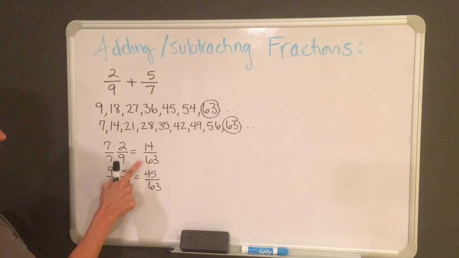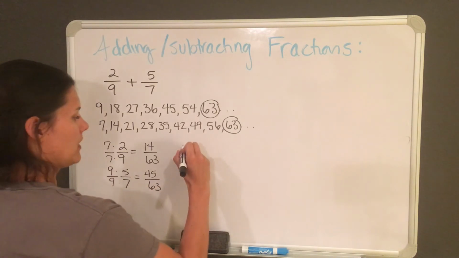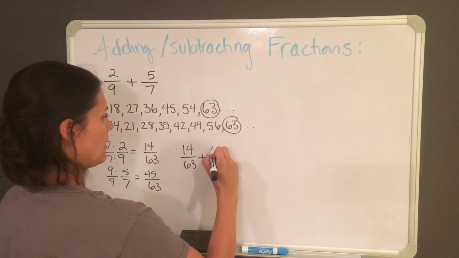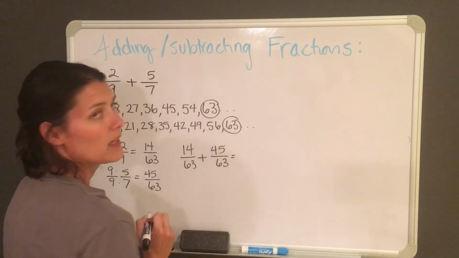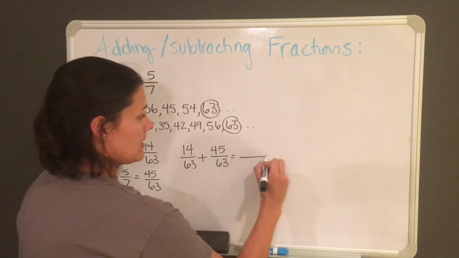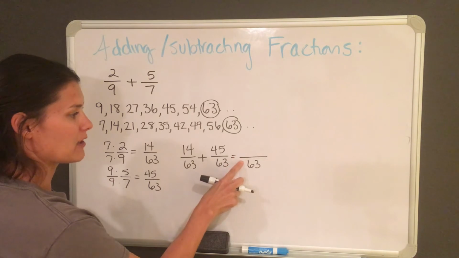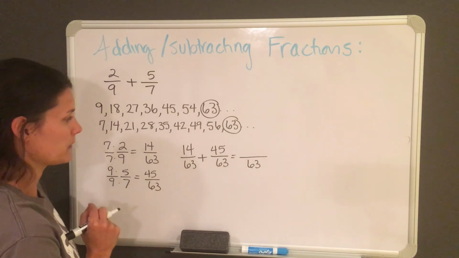Once you have both of the denominators being exactly the same, you're ready to add them together. So I have 14 over 63 plus 45 over 63. In this case, again, the denominator will not change. So I just rewrote the fraction with the 63 in the denominator, just as I did before.